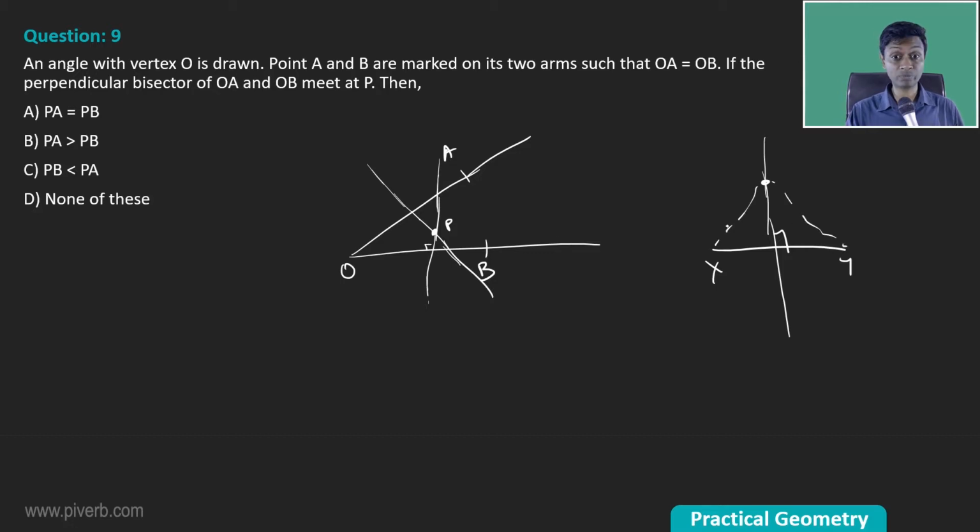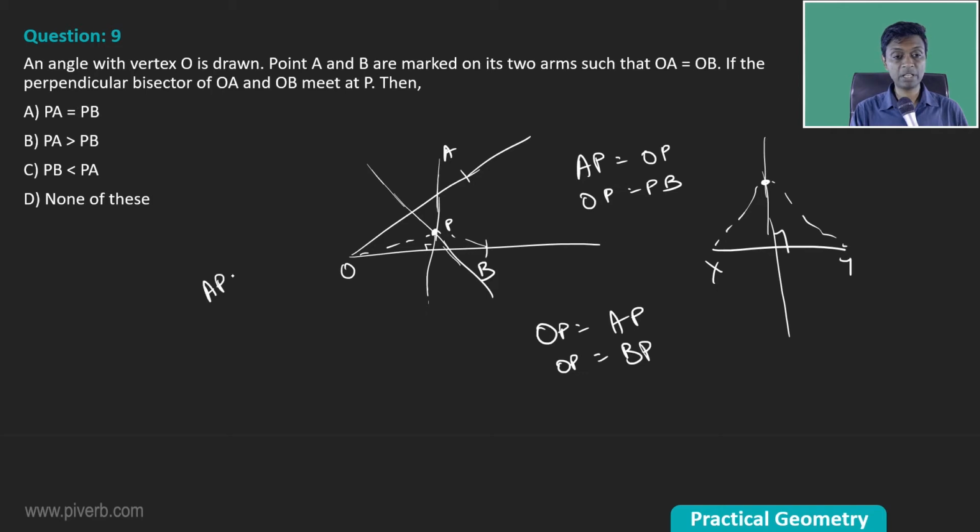That property we know. So this point P on the perpendicular bisector of OA tells us that AP equals OP. This point P on the perpendicular bisector of OB tells us OP equals PB. OP is equal to AP, OP is equal to BP, or AP equals BP, or PA is equal to PB.